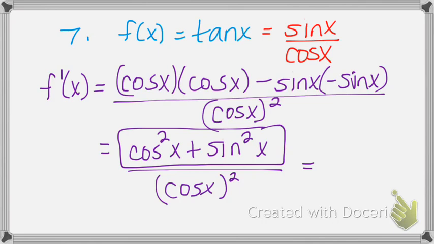Now, interestingly enough, there is an identity that you probably need to know. Sine squared x plus cosine squared of x equals 1. It's called the Pythagorean identity for trig. So you end up with that. That's the rule. Tangent of x, the derivative, is 1 over cosine squared of x.